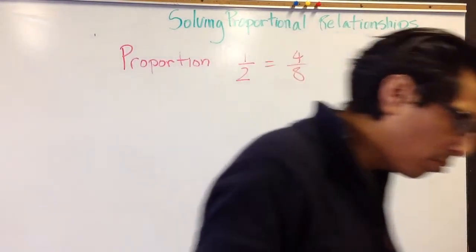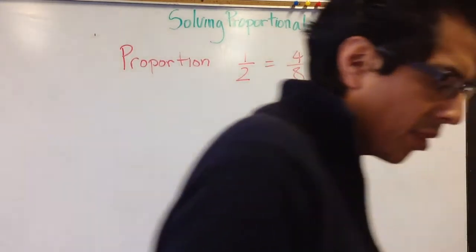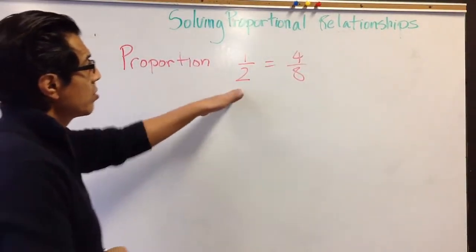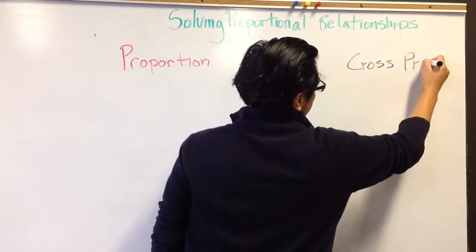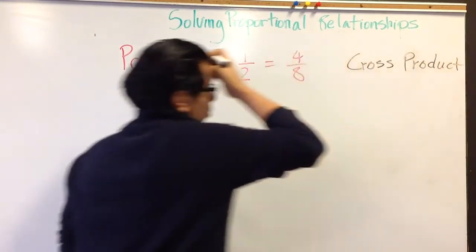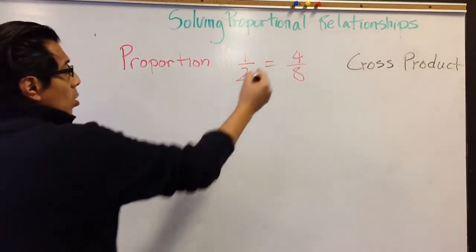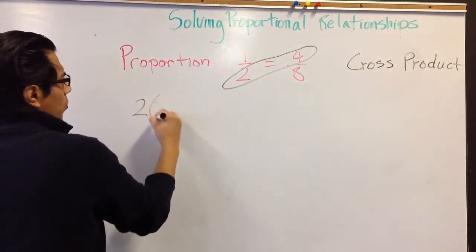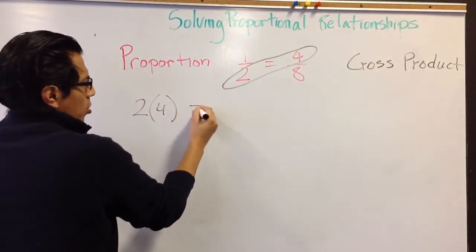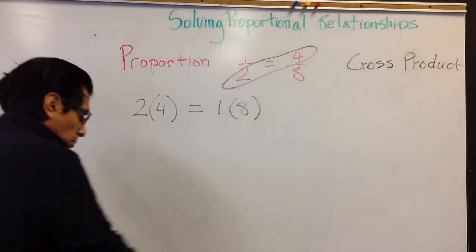And so I'm going to show you, a lot of people call it a shortcut. I've even heard it called the magic box. Those are all nice ways to remember it. But there is a way to prove that these are equal, and it's called cross products. So what does product mean? It means you're multiplying. And cross products means this. It's kind of like cross canceling, but cross products. What it says is that if you multiply 2 times 4, it should equal 1 times 8, if they are proportional. You see that?